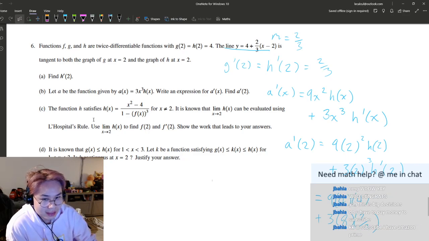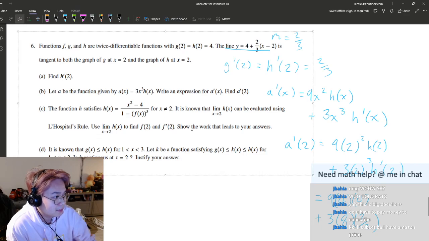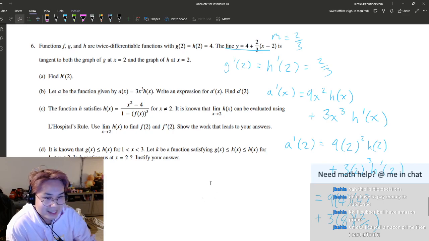Anyways, and then we need to use this limit here to find the function f at 2 and f prime at 2. Yeah, so my next stream on Thursday, I think I will be an affiliate, so it's not a big deal.